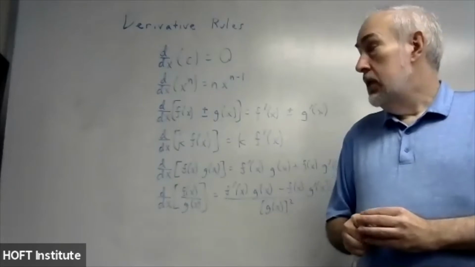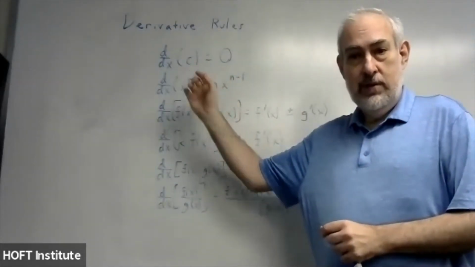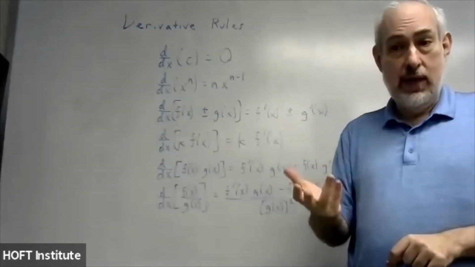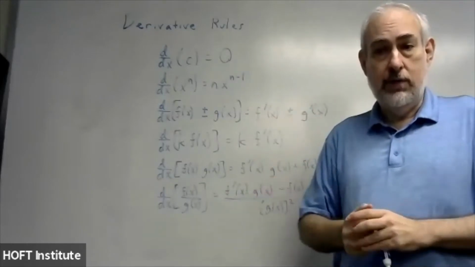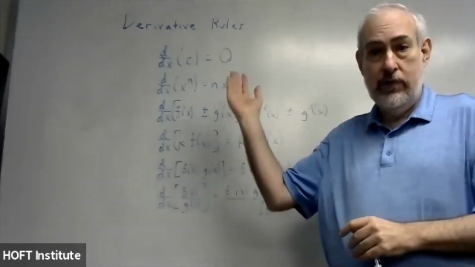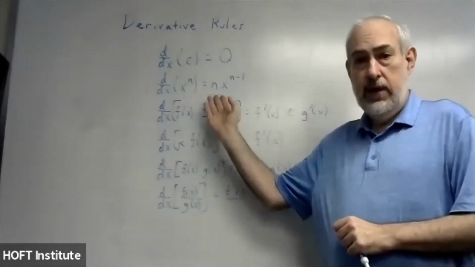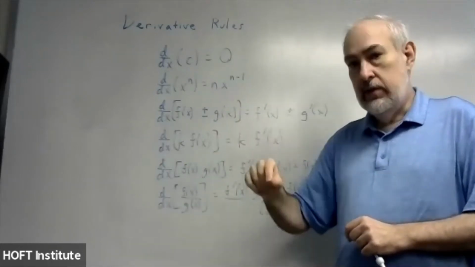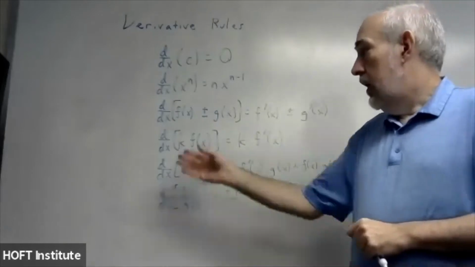So, first rule, simply, the derivative of a constant is 0. That's because the equation y equals a constant is a horizontal line. The slope of a horizontal line is 0 everywhere, and therefore the derivative is 0 everywhere. The derivative of x to the n is n times x to the n minus 1. So you bring down the power, then subtract 1 from the power. Important to do that in that order.